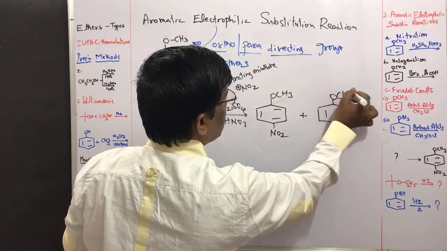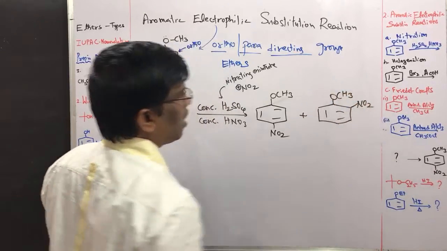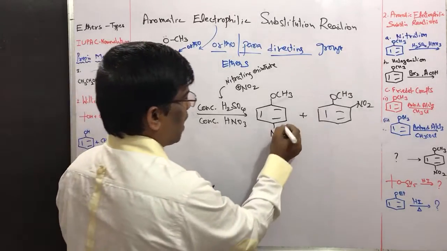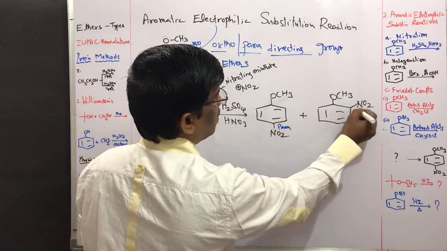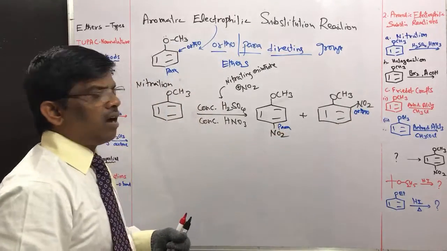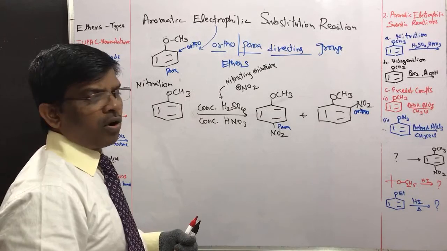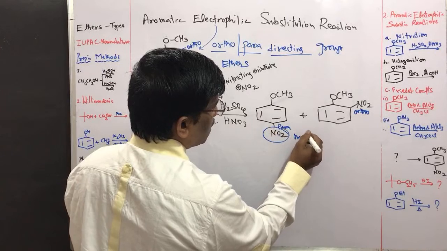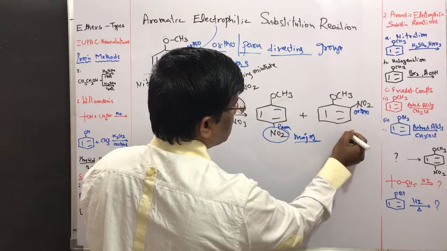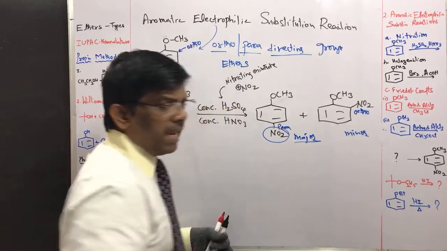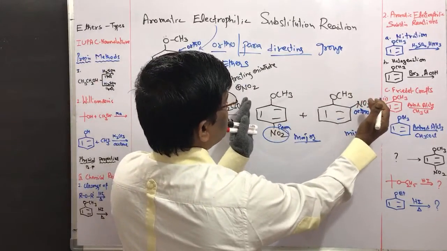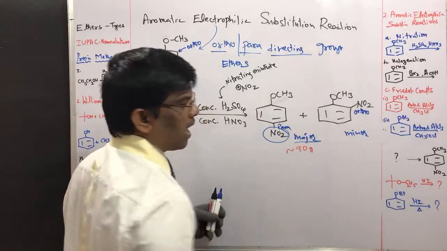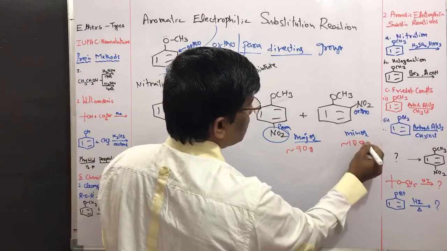Do you have any guess which one is going to be the major product among these two? This is para, this is ortho, right? Which is going to be the major product? The para product is the major product, whereas ortho is the minor product. Means if I get 100 grams of this product mixture, it is going to be about 90 grams of para and about 10 grams of ortho.